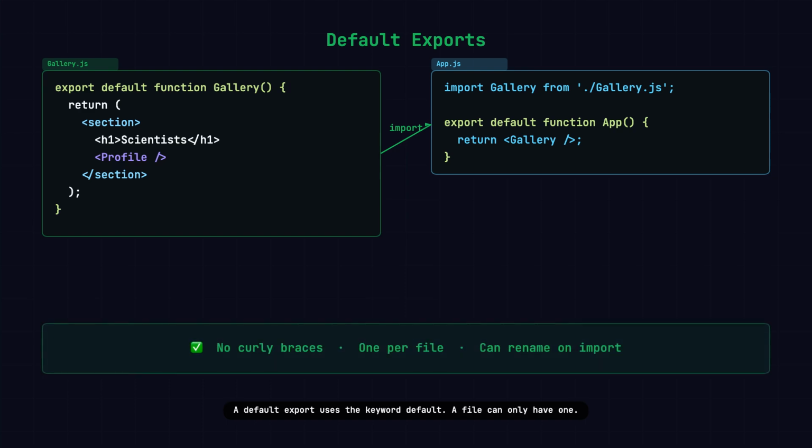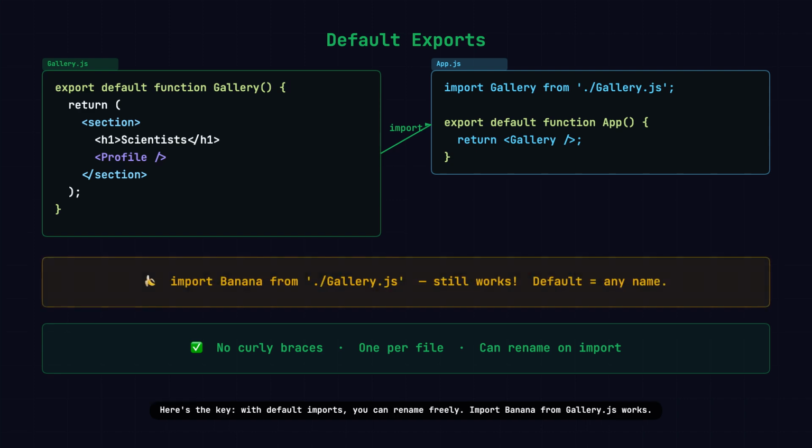A default export uses the keyword default. A file can only have one. Export default function Gallery. That makes Gallery the main thing this file provides. To import a default export, write import Gallery from Gallery.js, no curly braces. Here's the key: with default imports, you can rename freely. Import Banana from Gallery.js works.